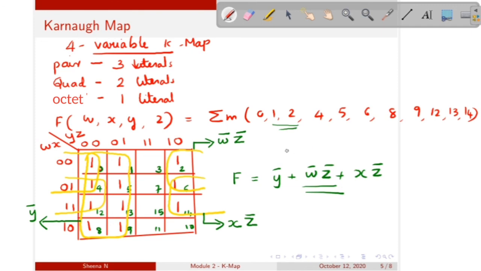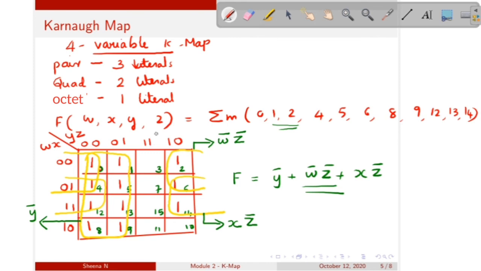Then you should remember that the map is considered as a surface with left and right edges, and also top and bottom edges touching each other and forming adjacent squares. That's why we are grouping these quads, two quads.